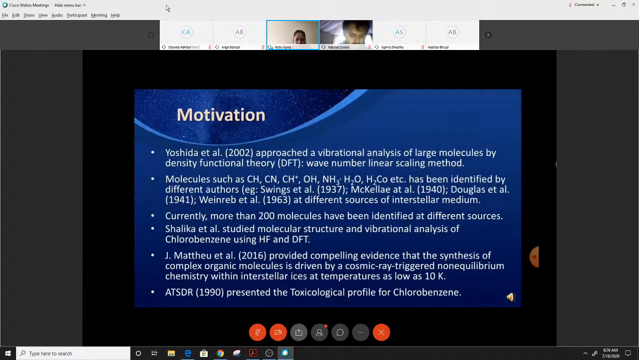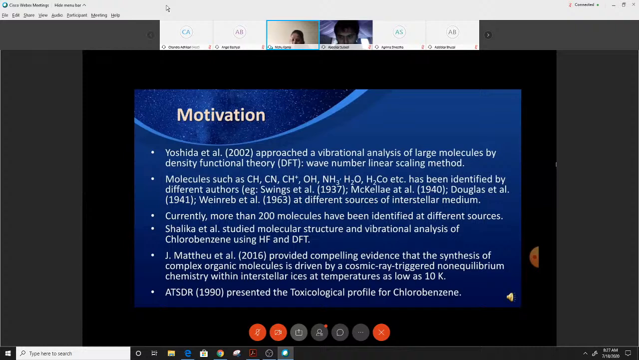Some of the motivation behind this research work is listed as follows. Yoshida et al. 2002 approached a vibrational analysis of large molecules by the density functional theory (DFT) wave number linear scaling method. Molecules such as CH, CN, CH+, OH, NH3, H2O, H2CO, etc. have been identified by different authors: Swings et al. 1937, McKellar et al. 1940, Douglas et al. 1941, Weinreb et al. 1963 at different sources of interstellar medium. Currently, more than 200 molecules have been identified at different sources.